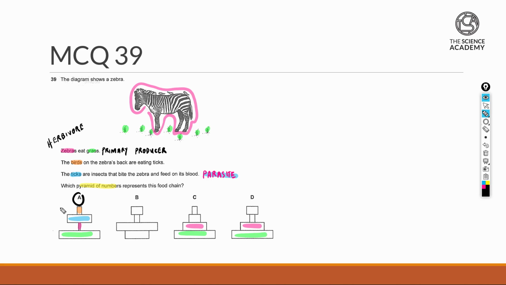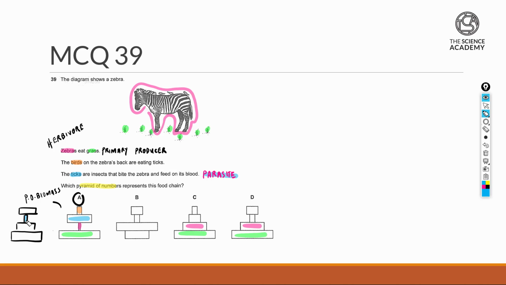But as a little bit of an extension, if I were to have this represented as a pyramid of biomass that measures the dry mass of the organism, it will then restore back towards a normal pyramid, with a wider base. But you can see that the ticks level here will actually be much narrower as compared to that of the birds.